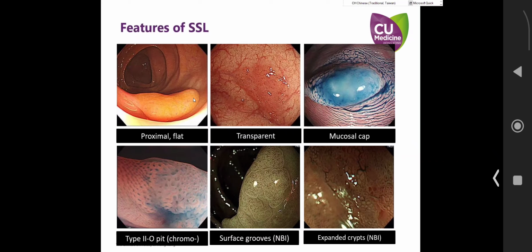Typically these lesions can be very flat, but SSL tends to be located more in the proximal colon. SSL will also have something called a mucus cap, and the classical pattern is the type 2O pattern. I will elaborate on that later as well. So you look for these features to determine that.